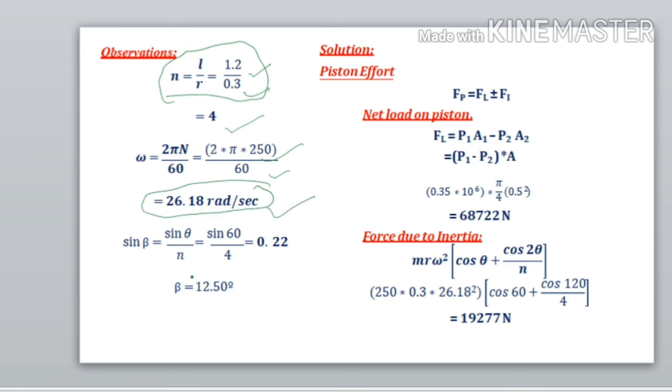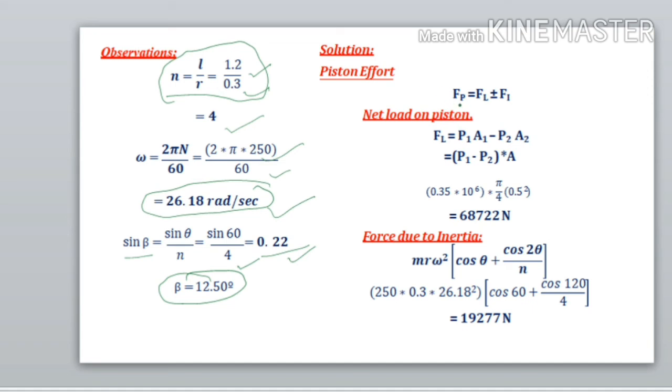Sin beta equal to sin theta by n. These all are according to formula, so just put and get the value. Sin 60 degree by 4, so 0.22. Through this, sin beta equal to 0.22. So beta will be 12.50 degree. Use the calculator.